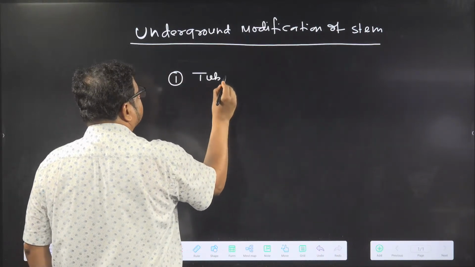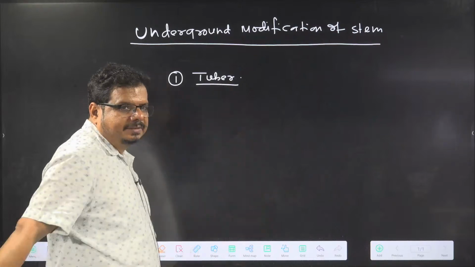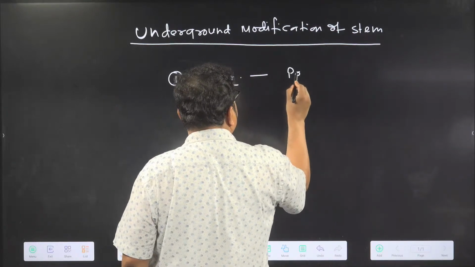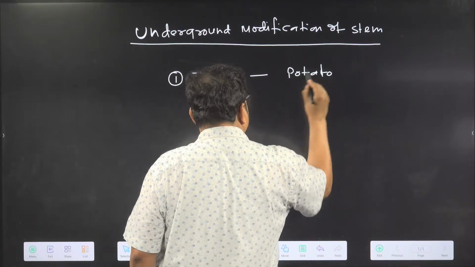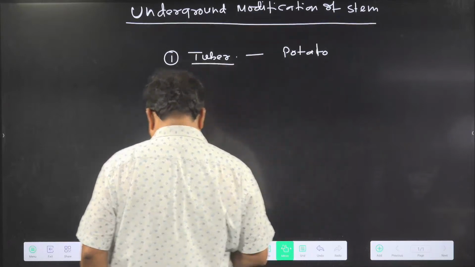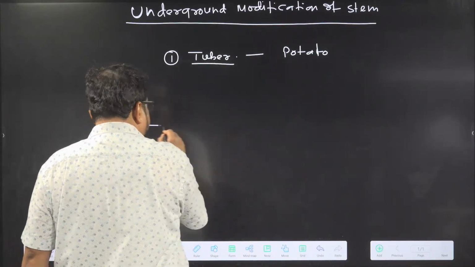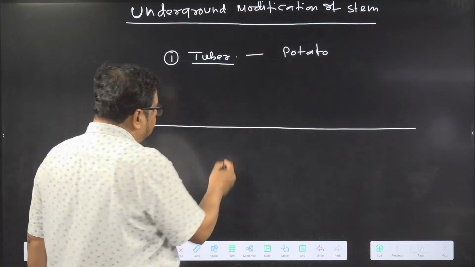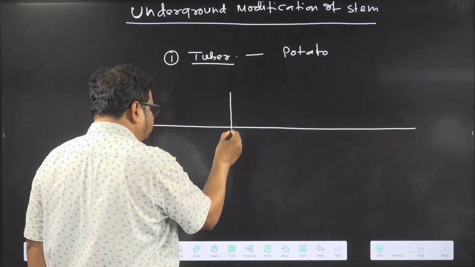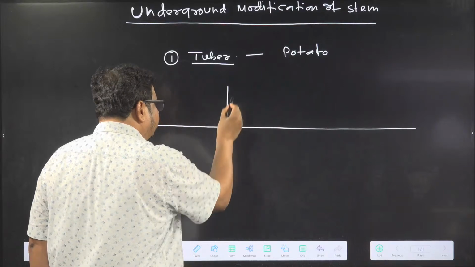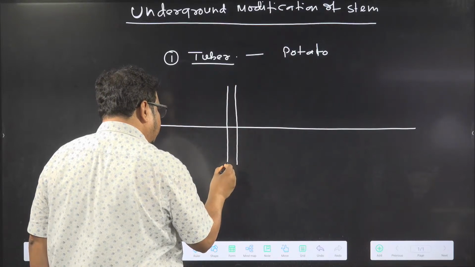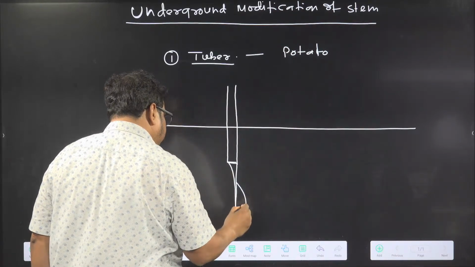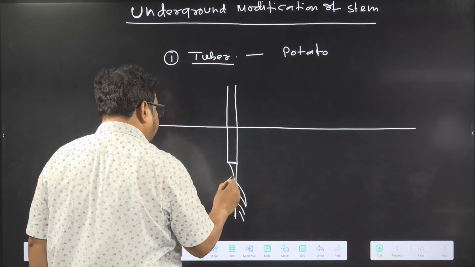Tuber. Okay. And you better know what is the example of this tuber? Potato. Just have a look now. See the things. It is the surface of soil. Try to understand the thing. It is the surface of soil. And here it is the stem. Here it is the stem. And here stem base interface, and here it is what? Basically root. Here it is what? Root.